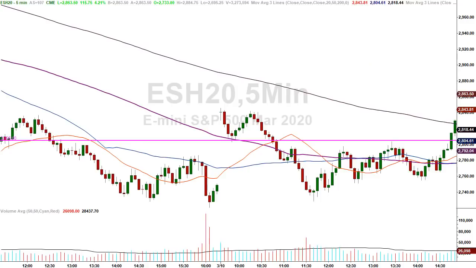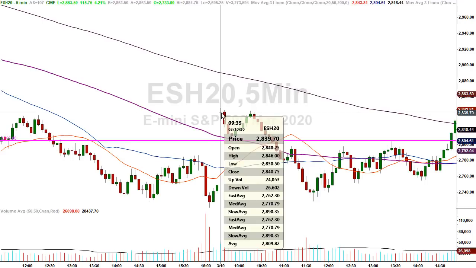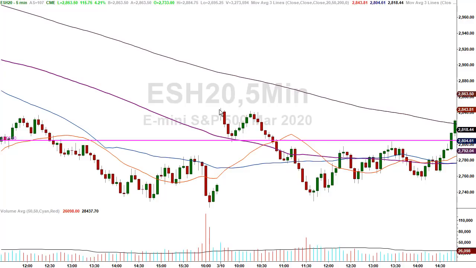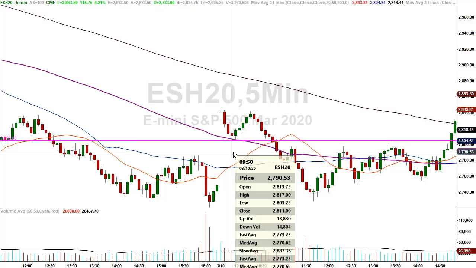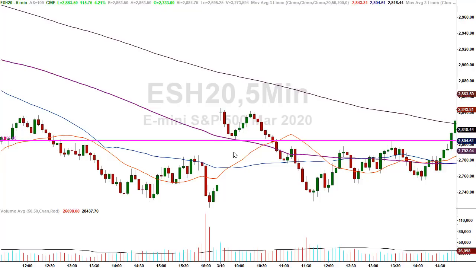Here's a short hop. Going back to the chart, here's a 5-minute ES chart. Here's the opening of the day right here, the first candle of the day, 9:35. The market scales down, makes a low of what? 2803 and a quarter, and does what? Takes off to the upside.